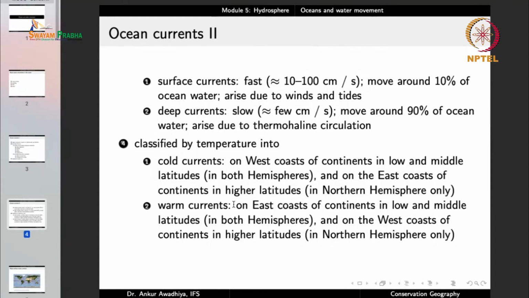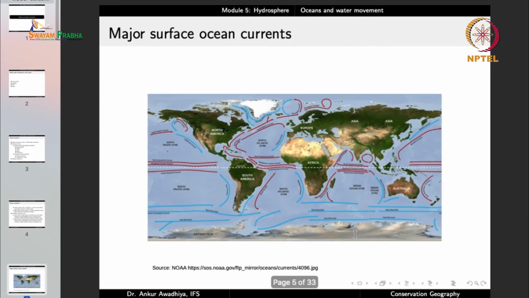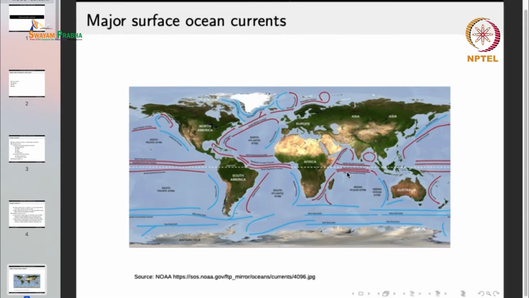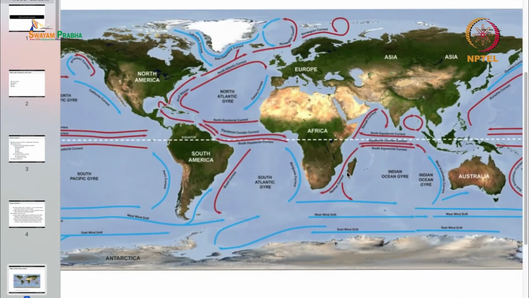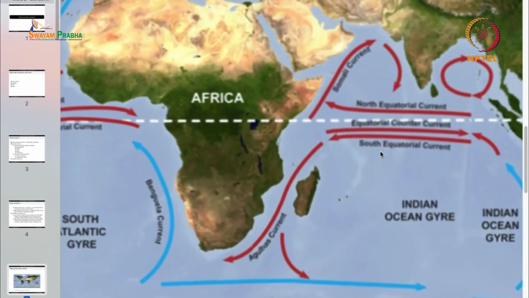Similarly, we have warm currents on the east coast of continents in low and middle latitudes in both the hemispheres, and on the west coast of continents in the higher latitudes in the northern hemisphere. So this is how it looks. In this chart, the red color is indicating the warm currents and the blue color is indicating the cold currents. So now let us zoom up this chart and have a look.